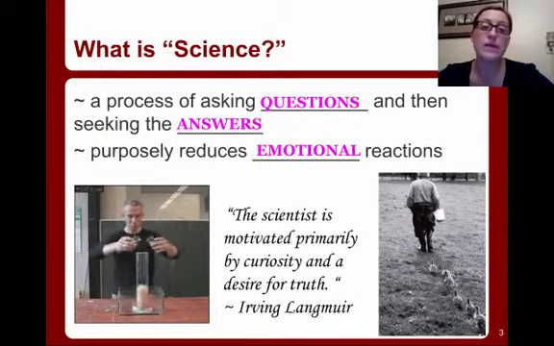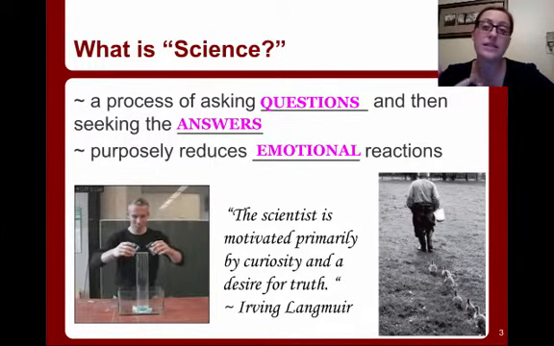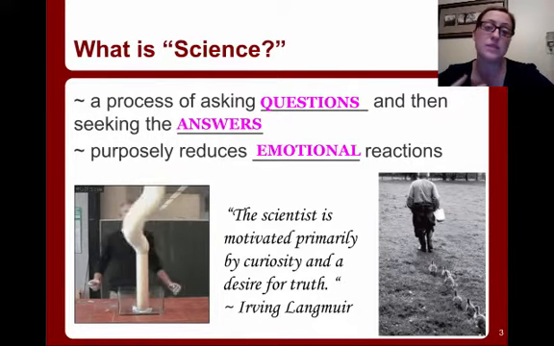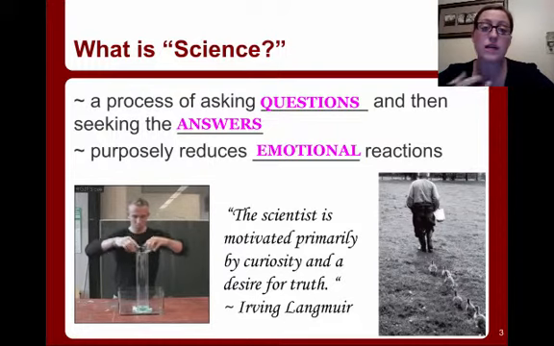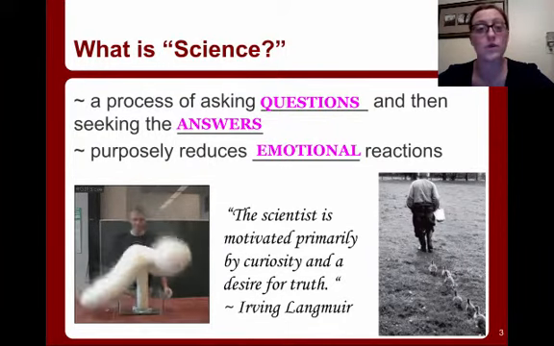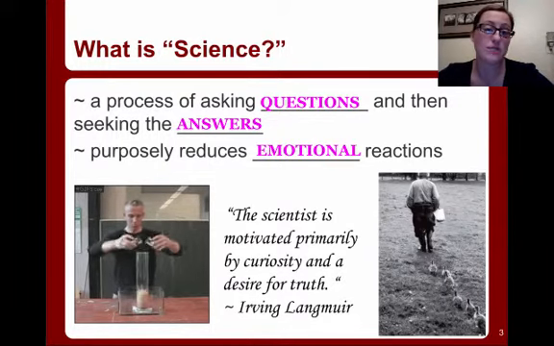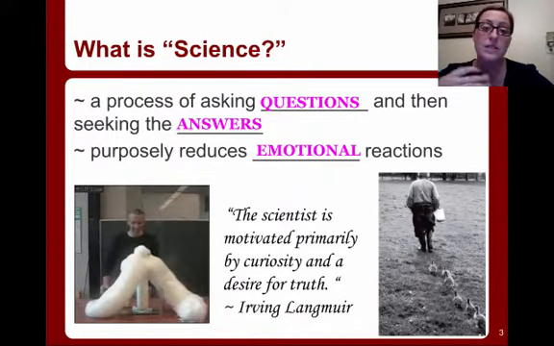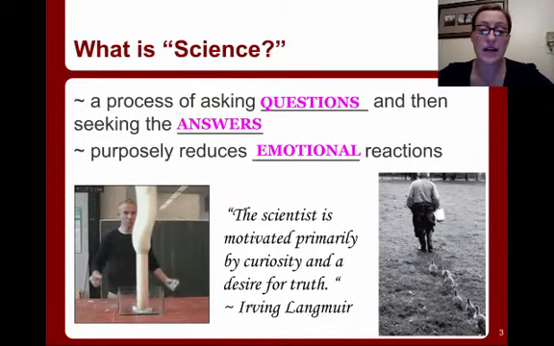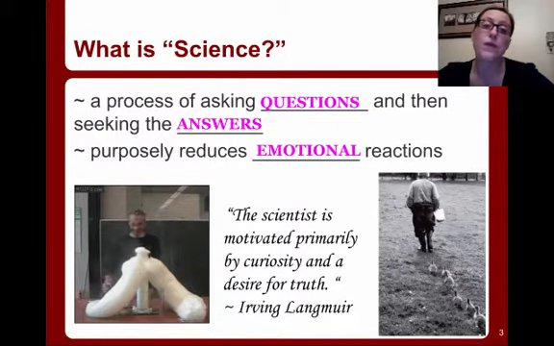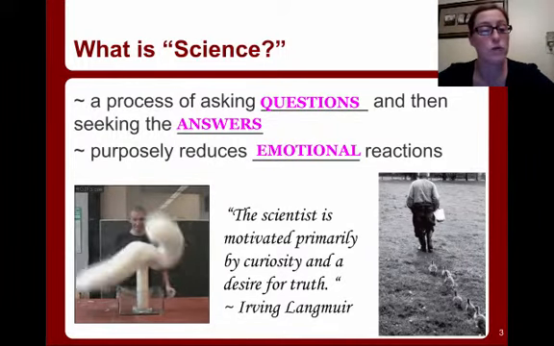So what does it mean when you say I'm in a science class? What are you doing? Science in its most basic definition is purely seeking the truth. And in biology, that truth is about the natural world around us, anything that is living, that is a part of nature. So it becomes this back and forth between asking questions and then finding out the answers to those questions. When we do science, we purposely try to reduce emotional reactions.